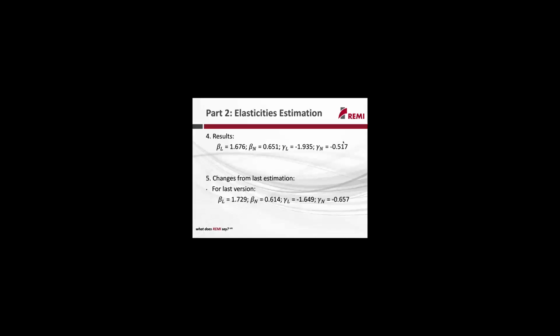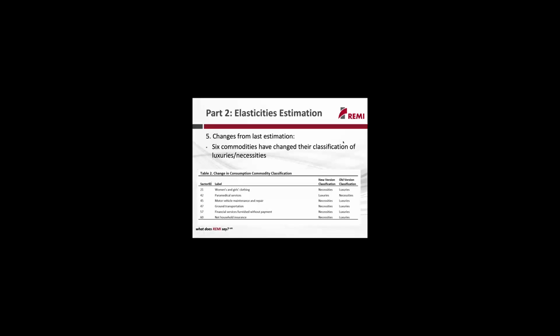After that, we can get the final results, and we can also see the difference between these versions of results and last versions. We can see for the income elasticity beta and price elasticity gamma, the values didn't change a lot. But 6 out of 75 commodities have changed their classification of luxuries or necessities. That's mainly because of people's consumption behavior changes and the productivity changes in related industries.